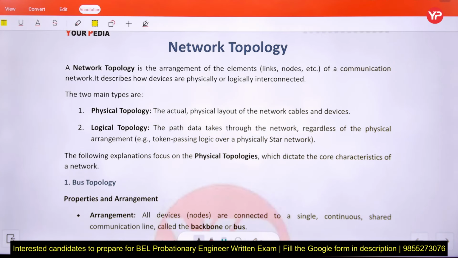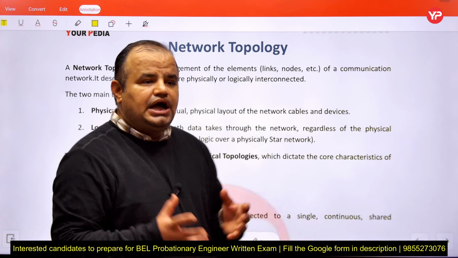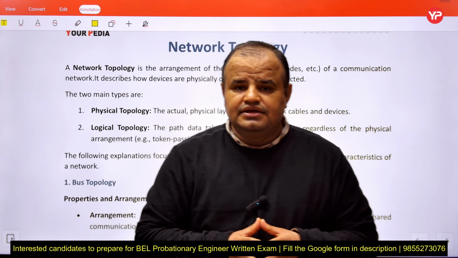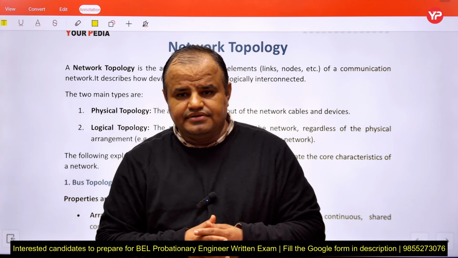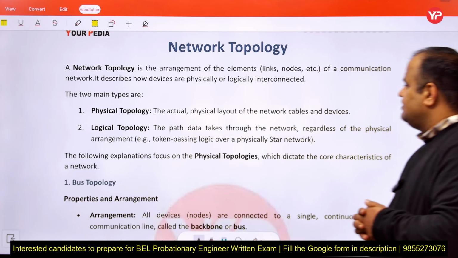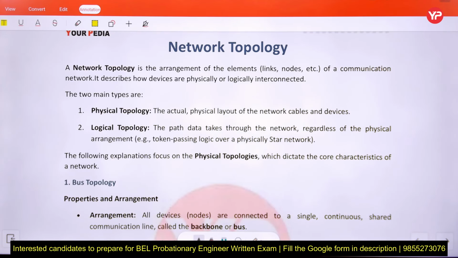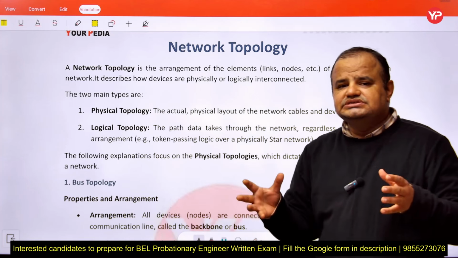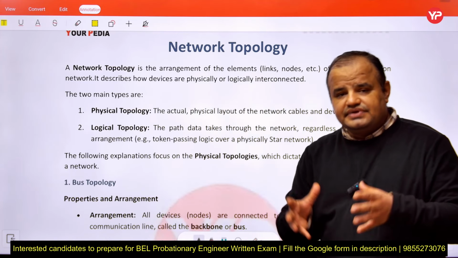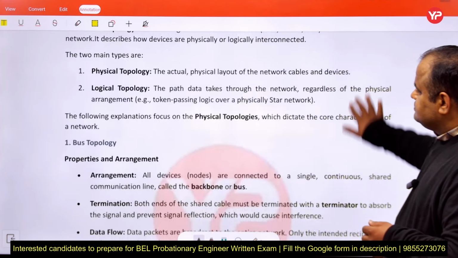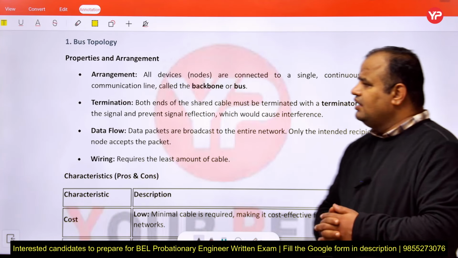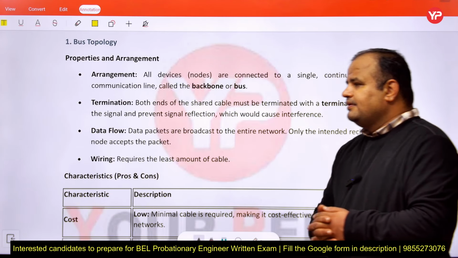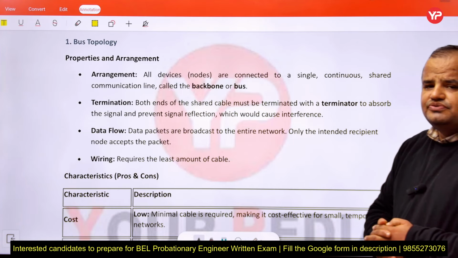Now network topology. Network topology means how these nodes are connected. It is the arrangement of the elements of a communication network. It describes how devices are physically or logically interconnected. Now see, we have mainly four. First one is bus topology. We have bus topology, ring topology, mesh topology, all these are very important.